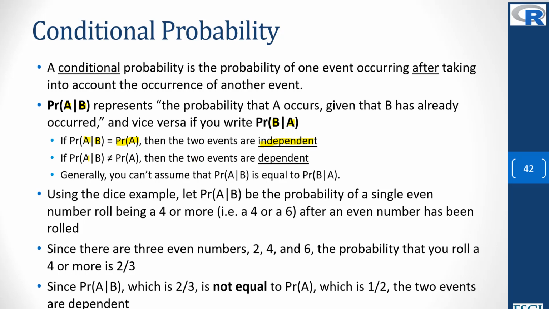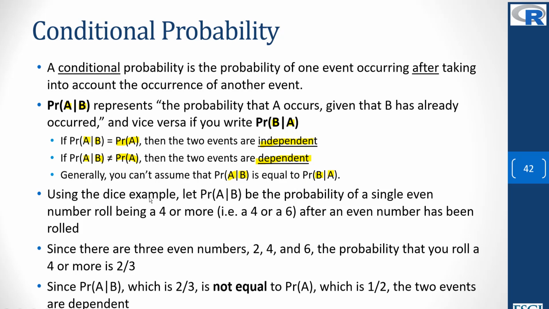If the probability of A occurring after B occurs is not the same as A occurring independently, then the two events are dependent. And the commutative property doesn't apply to these calculations for conditional probabilities. You can't assume that the probability of A occurring after B has occurred is the same as the probability of B occurring after A has occurred.